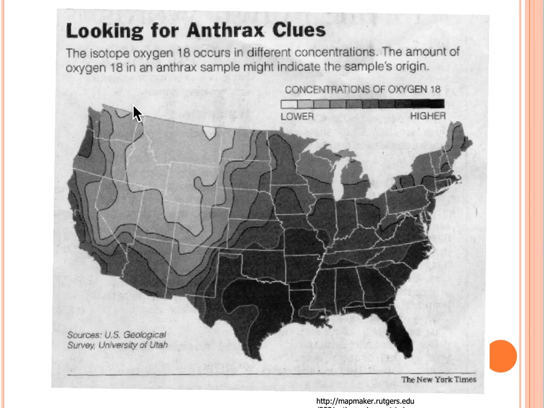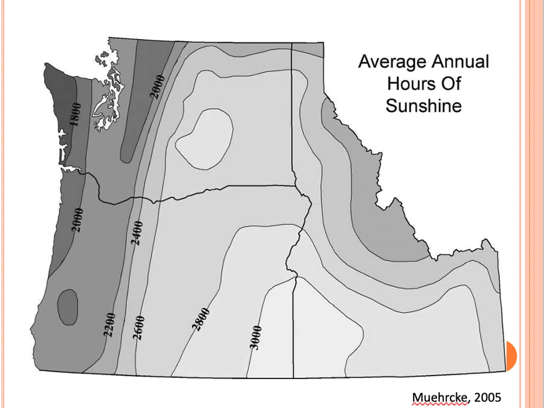This is another example of an isarithmic map. This is showing us the isotope oxygen 18, which occurs in different concentrations. This is showing us the average annual hours of sunshine. So we can see that each point on this isoline is showing us that it is 2,600. These locations receive 2,600 average annual hours of sunshine.